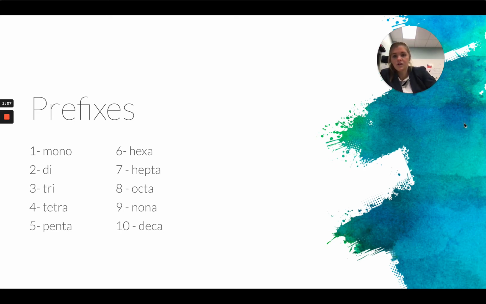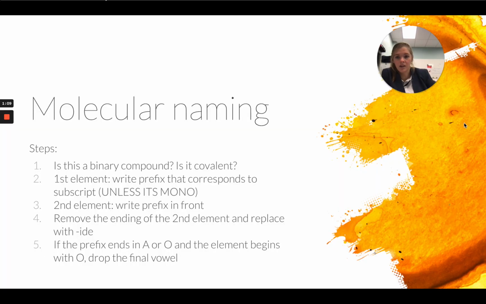So some instructions for how to name molecular compounds. The first question to ask is, is it binary? Remember that a binary compound is made of two different elements and only two elements. We're not going to be naming things that have more than two elements. And like I just said, you need to ask yourself the question, is it covalent? So is it made out of two nonmetals? When naming, you're going to list the first element first, and you're going to write the prefix that corresponds to the subscript, unless it's mono.